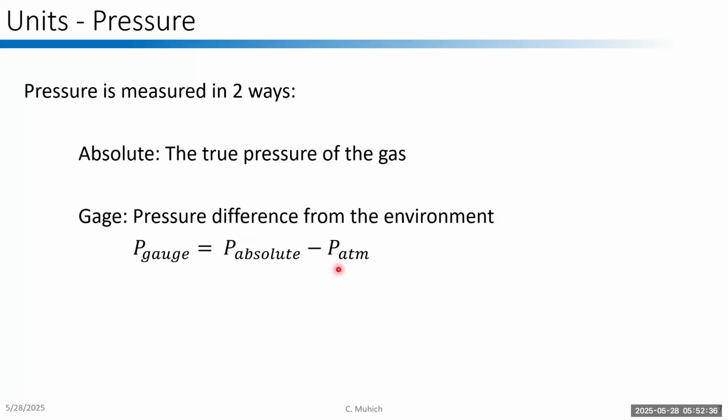This is useful because if you're wanting to pressurize some sort of gas to move it around, you may want to know what the pressure is relative to the atmosphere it's working in. Sort of conversely, this is often used because gauge pressure is easier to measure.